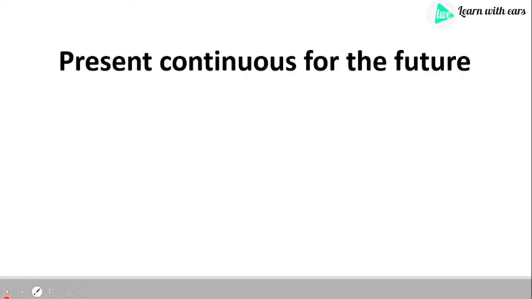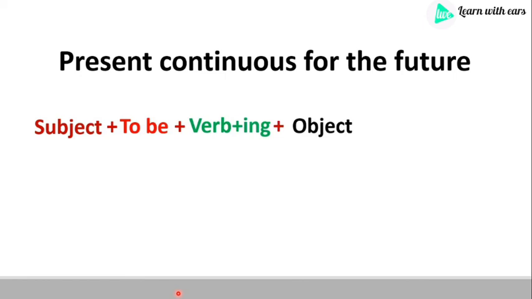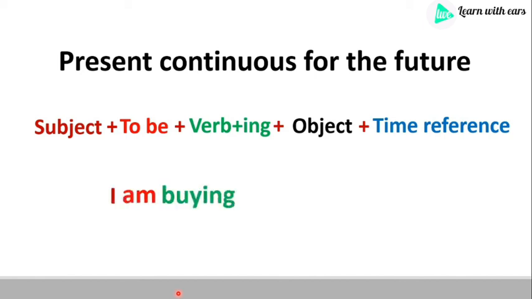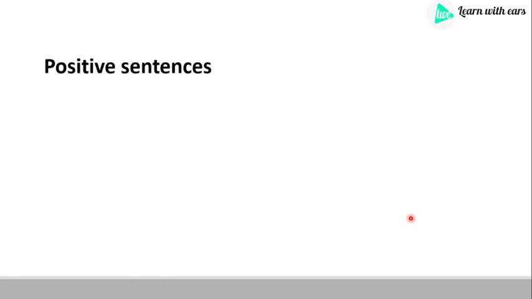Okay. Now let's see how to form sentences to talk about present continuous tense for the future. For that, we need subject, to be verb, verb with ing, object, and time reference. Okay. Now let's see example. I am buying a book next week. So here, I am buying a book is present continuous tense. When we add next week, it becomes future. Okay? Now let's see some positive sentences.